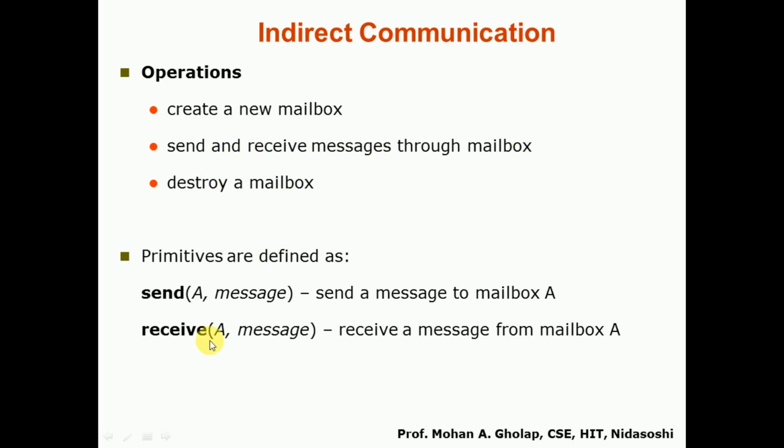Okay. As I told you, in this case you have to specify the mailbox through which you want to perform the communication. A process which wants to send a message should call the system call send(A, message), where it is going to send a message to mailbox A. After that, the receiving process on the other side should call receive(A, message) to indicate it wants to receive a message from mailbox A. In this way the indirect communication will take place.